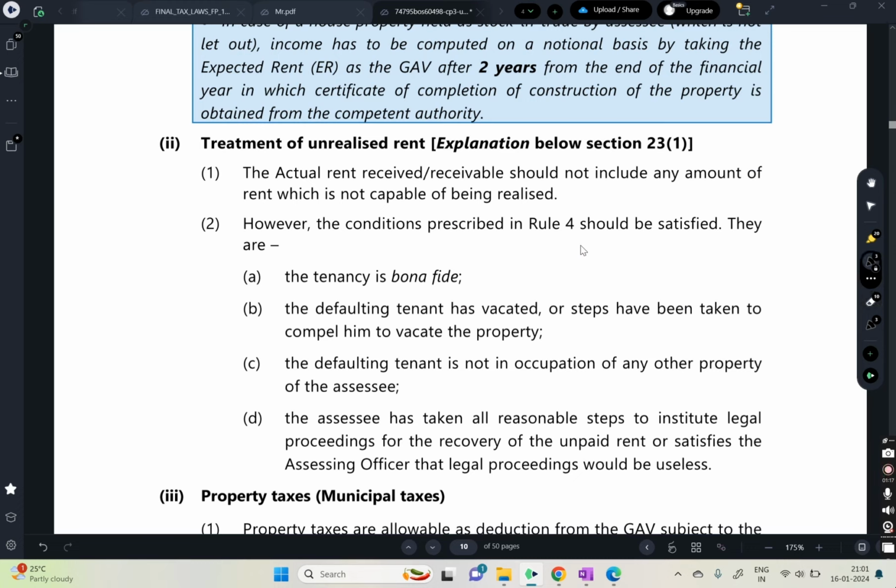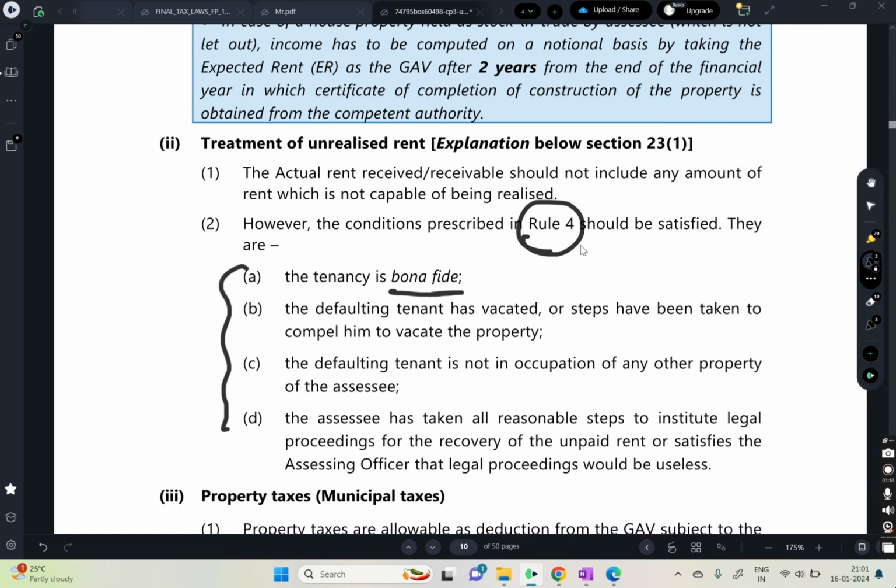So, treatment of unrealized rent: like I said, there is Rule 4, and in that rule they have mentioned some conditions. Why do we need that? Because if the landlord simply tells the income tax department that the tenant is not paying, he will escape the tax. So you don't need to pay tax if these conditions are satisfied. The tenancy is bona fide, that means you have no intention to deceive the income tax department.